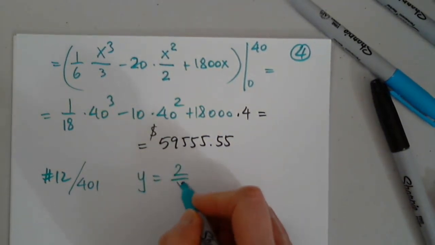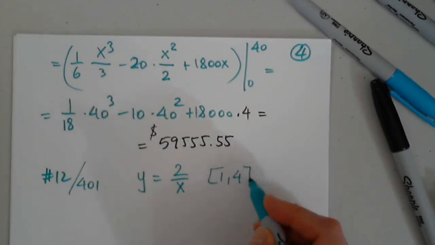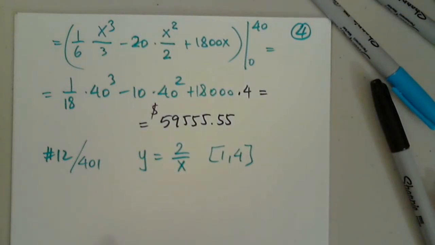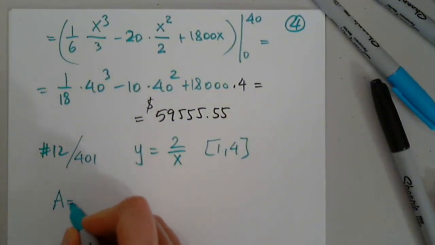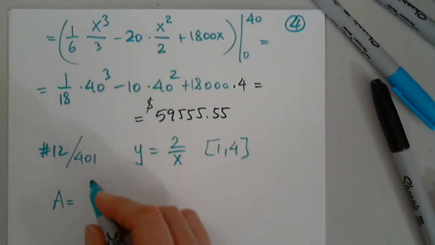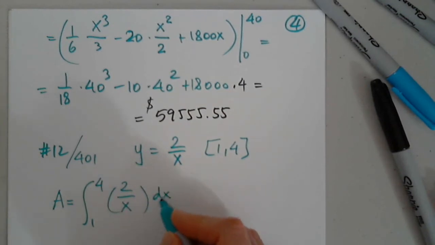So 2 over x, this is our function, and we are asked to find the area under the graph. Find the area under the given curve. So we know that the area now is exact, we don't need any subintervals. The integral from 1 to 4 of 2 over x dx.